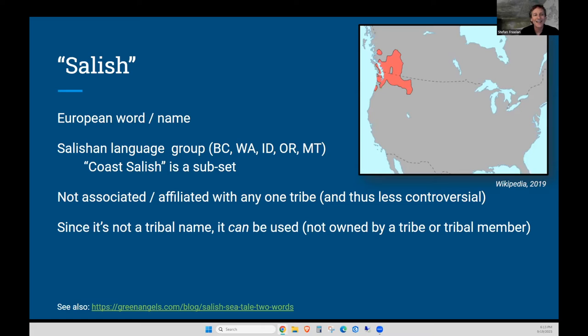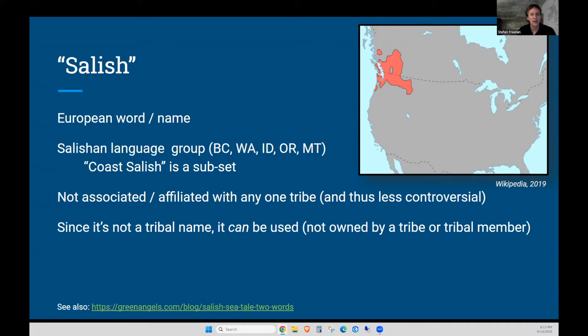In terms of where he got that name, the word Salish is not a traditional native term, right? The word Salish is a European word. European anthropologists and explorers used the word Salish to describe a large language group, the Salishan language group, of which our area would be a subset, the Coast Salish group. So while it has that clear association with the indigenous cultures, it is not a traditional word per se.